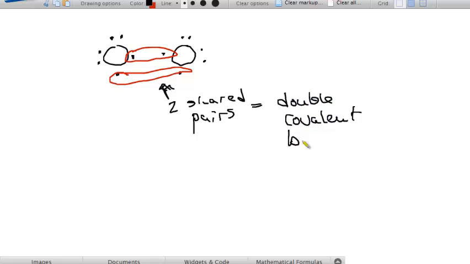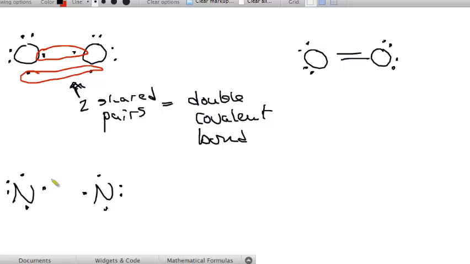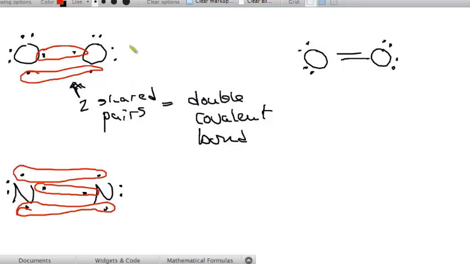And when we're drawing it, we would draw 2 lines between the 2 oxygens. And don't forget the lone pairs. And the same thing we could have with nitrogen, where nitrogen has 5 valence electrons, 1 pair and 3 unpaired electrons. Each nitrogen wants to gain 3 more, but if it's around other nitrogen atoms, it's not going to be able to gain anything from the nitrogen atoms, so instead it can share 1, 2, 3 pairs of electrons. So we have 3 shared pairs here.